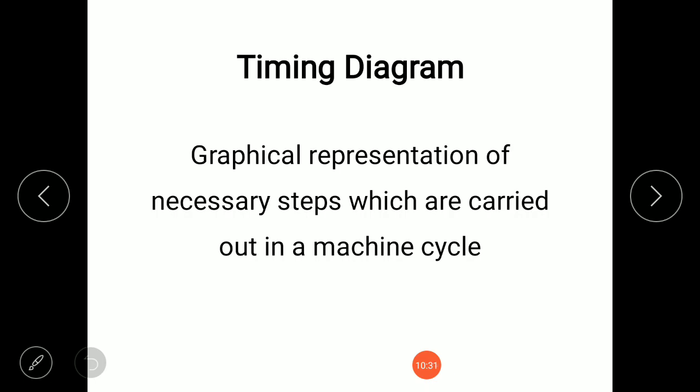Next, coming to the point, timing diagram. What is a timing diagram? A timing diagram is the graphical representation of the necessary steps which are carried out by the microprocessor in a machine cycle. In the next lecture, I'll be discussing the timing diagram for the opcode fetch cycle, memory read cycle, memory write cycle, input output read and input output write cycle.